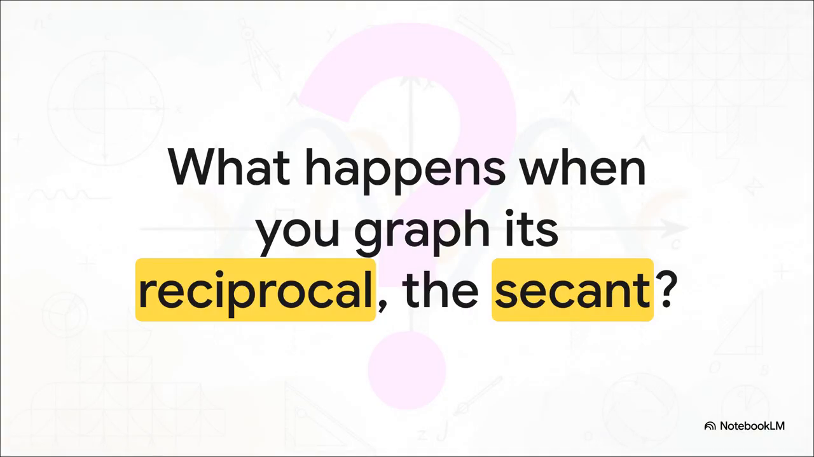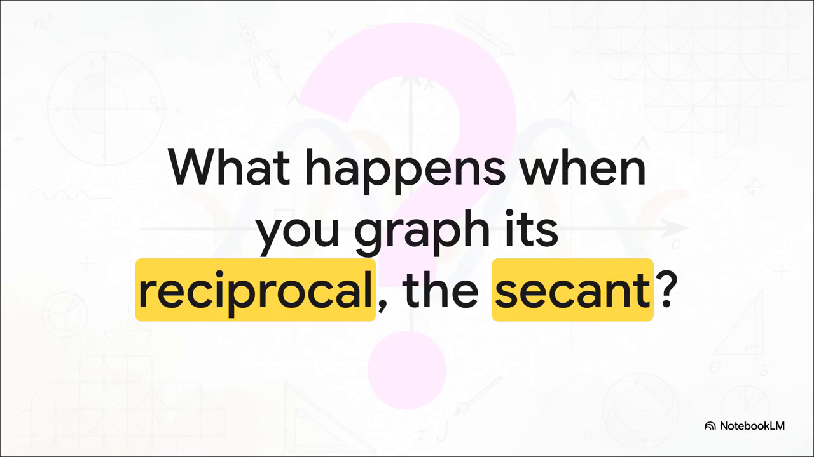So, here's the big question. What on earth happens when we graph the reciprocal of that simple wave? Well, the result looks completely different. It's this series of U-shaped branches. But believe it or not, this wild-looking graph comes directly from that calm little cosine curve.